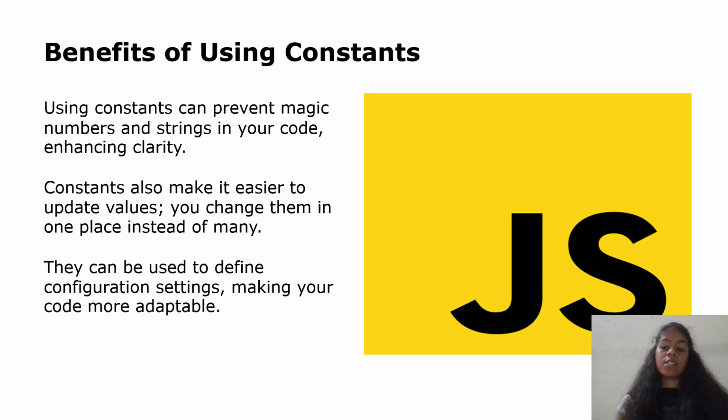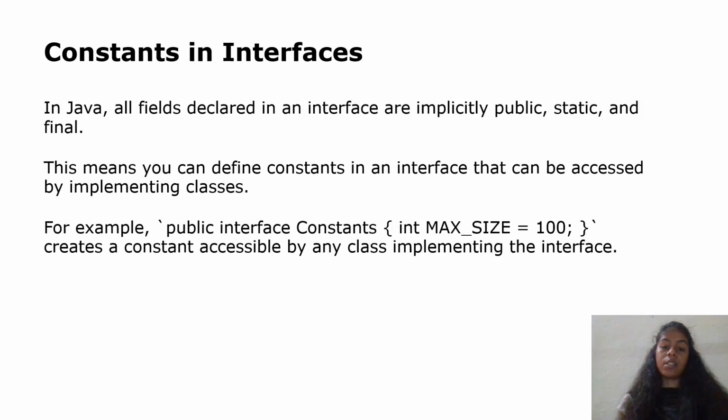Benefits of using constants. Using constants can prevent magic numbers and strings in your code, enhancing clarity. Constants also make it easier to update values. You change them in one place instead of many. They can be used to define your configuration settings, making your code more adaptable.